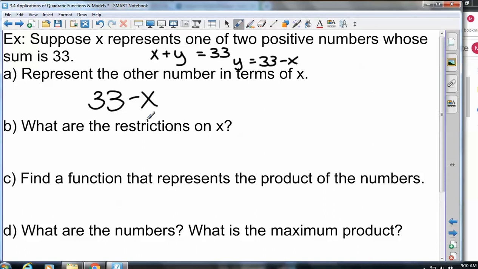B. What are the restrictions on x? I'm asking you, what numbers does x fall between? I told you that x was positive, so it's got to be bigger than 0. And they only add up to 33, so it has to be smaller than 33.